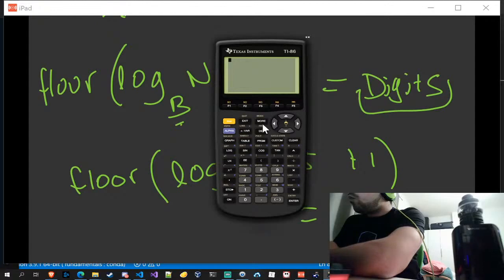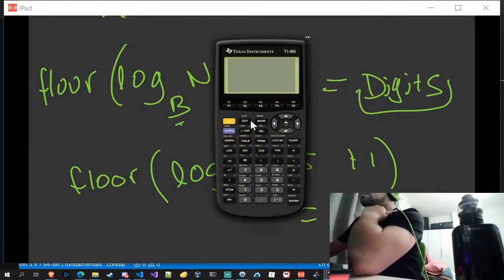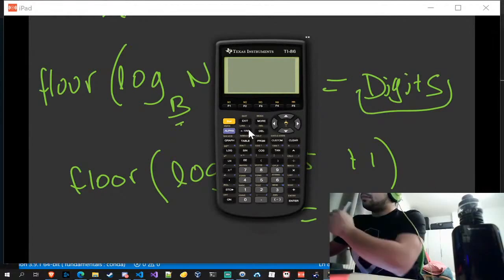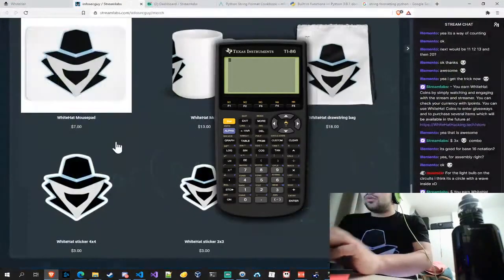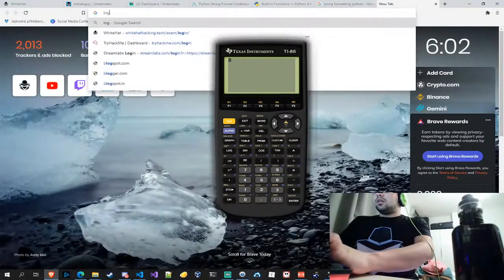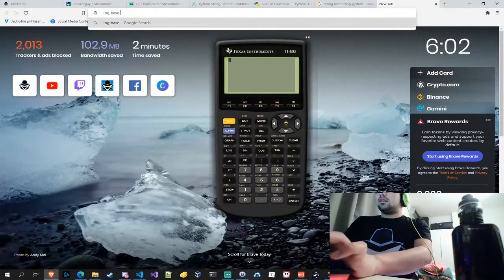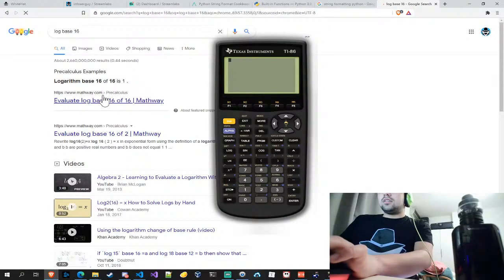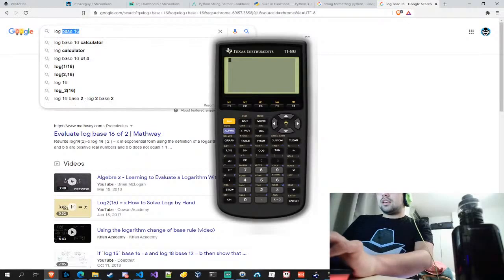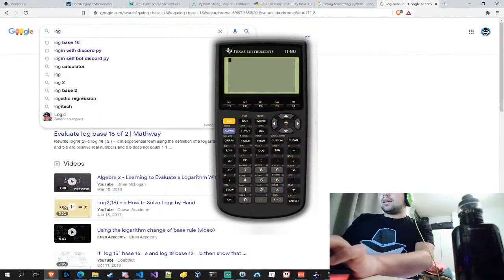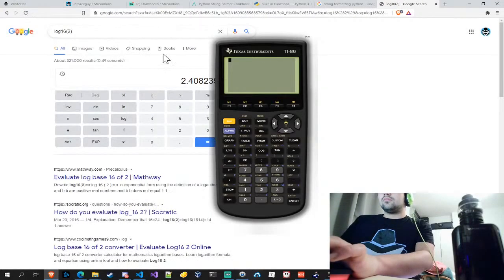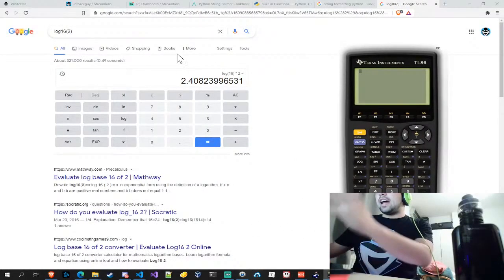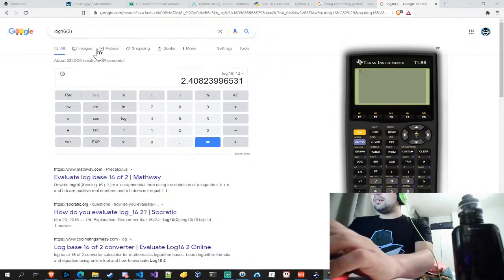Seriously, TI-86 doesn't have this? Weird. Or maybe I'm just not seeing it. You know what, let's just use Google for a second. So log base 16. Okay, can I just say, for example, log 16 of 2? I can. Okay, that's great. I can actually. No, I can't. Damn it.